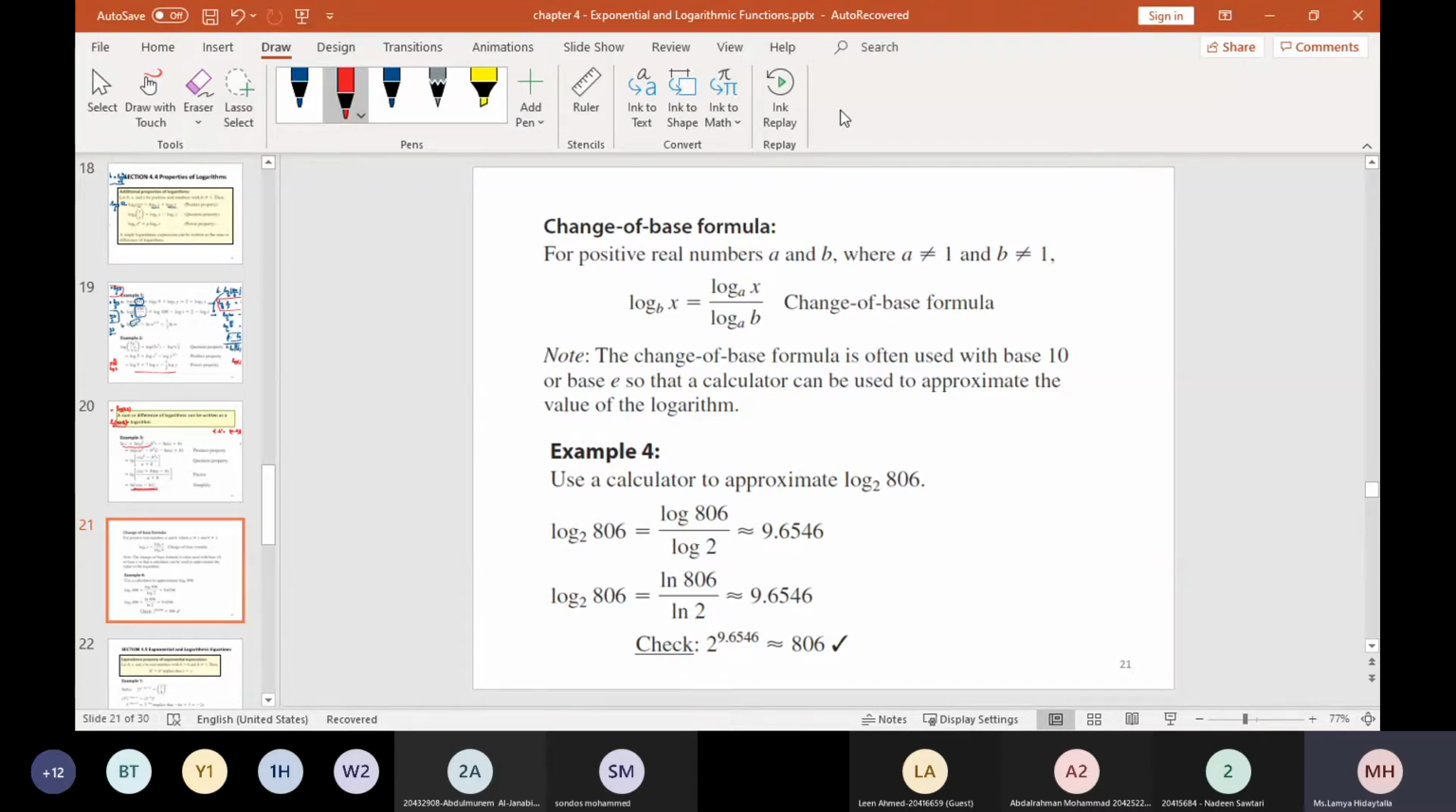Now, sometimes on the calculator you will find a logarithm, for example to the base 10. If I want to find log of a number, for example 50, to the base 6, on some calculators you cannot put any base, you cannot evaluate for any base, but you can evaluate for base 10 or for base e, which is the ln.